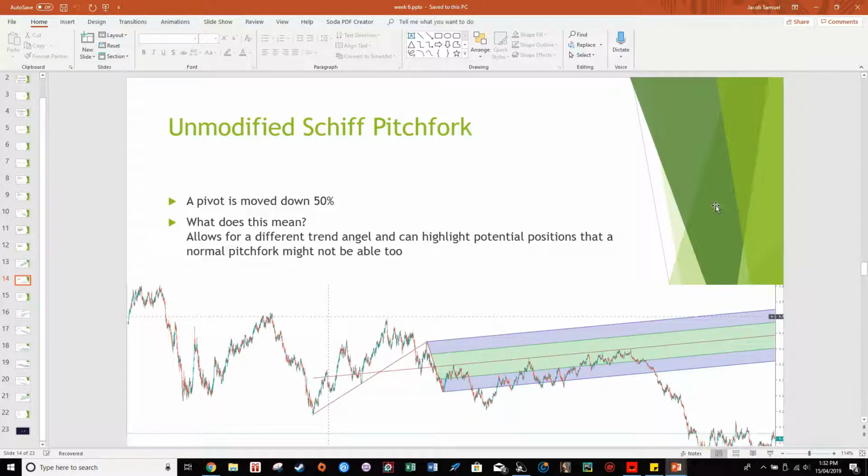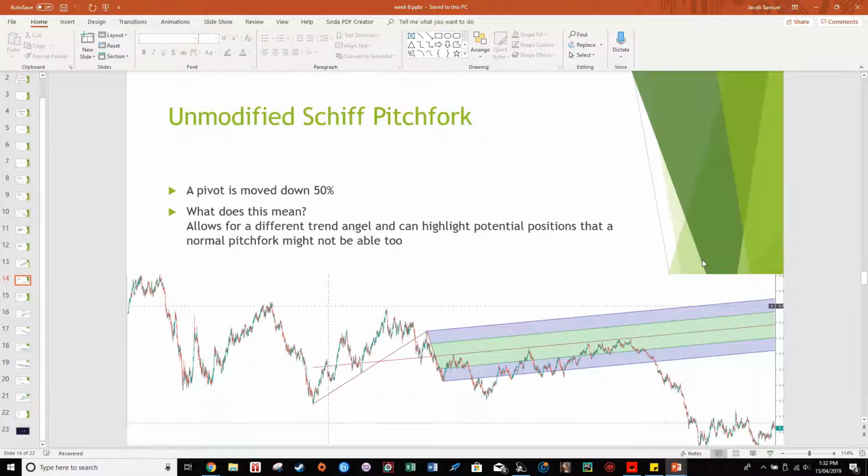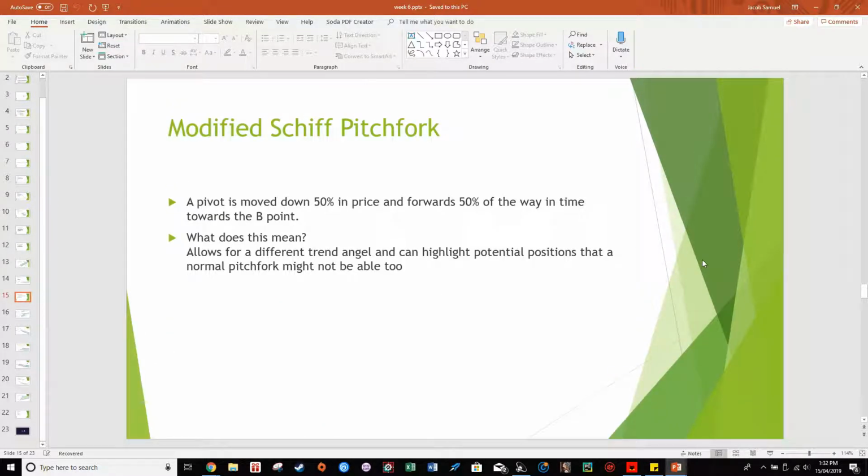Modified shift. This is probably the most common one that you'll find. It does a 50% adjustment in price and in time. So what does that pretty much mean? It pretty much does what the unmodified shift does, but just takes it one more step. Allows for an even greater angle and allows you to find trends that you might not be able to see with the previous two used.